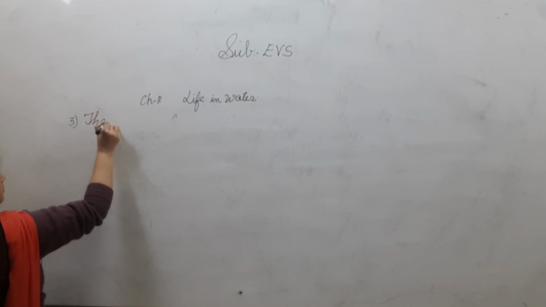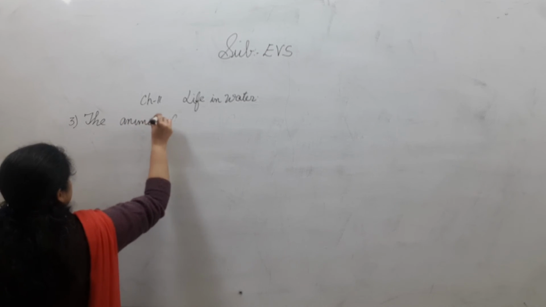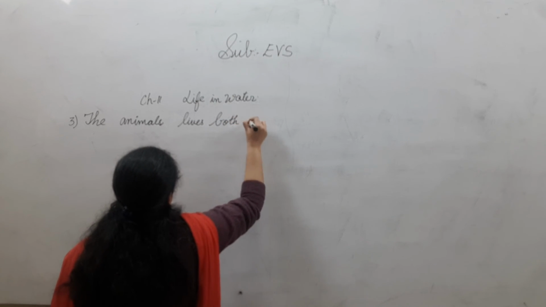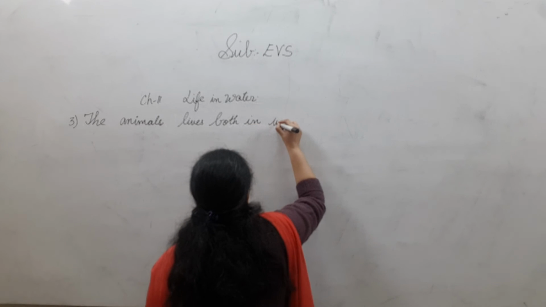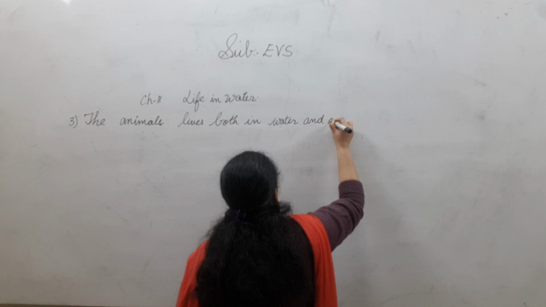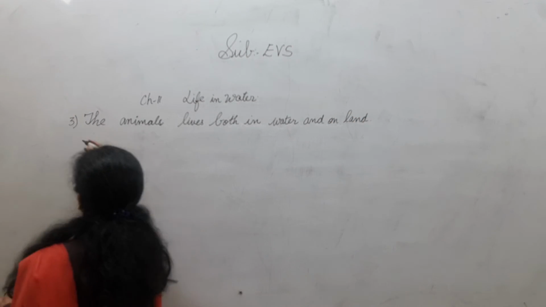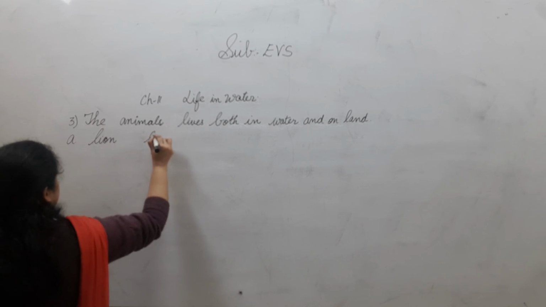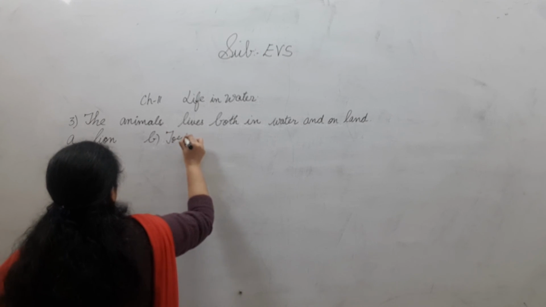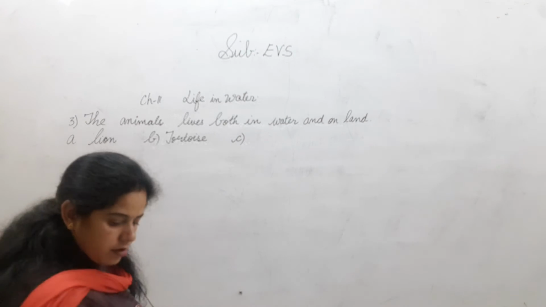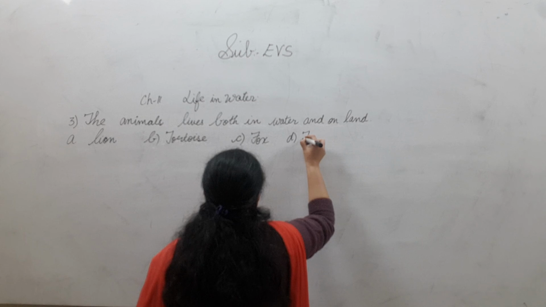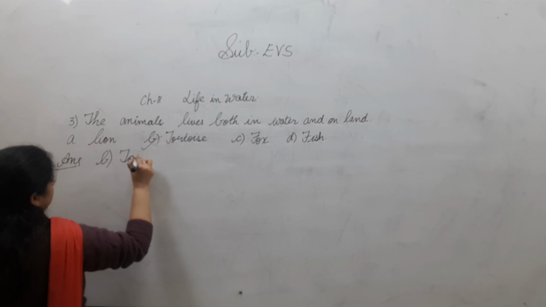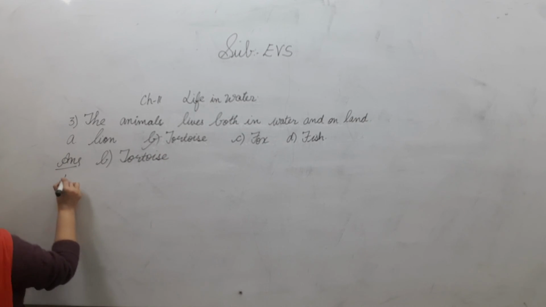Now come third question. The animals lives both in water and on land. वो कौन से एनिमल्स हैं जो पानी में भी रहते हैं और लैंड पे भी रहते हैं। ऑप्शंस आर, ए लायन, बी टॉर्टल्स, सी फॉक्स और डी फिश। So answer is tortoise. पानी में भी रहता है और ज़मीन पे भी रहता है. So tortoise is an animal live in both water and land.